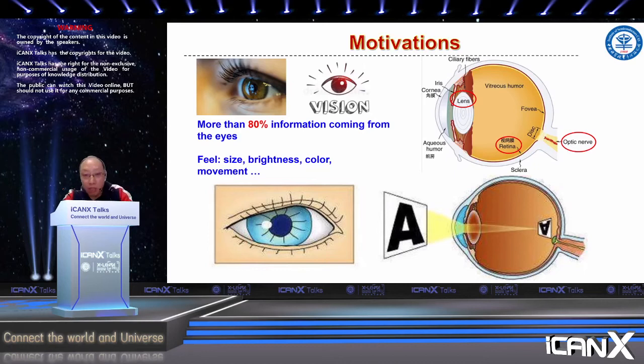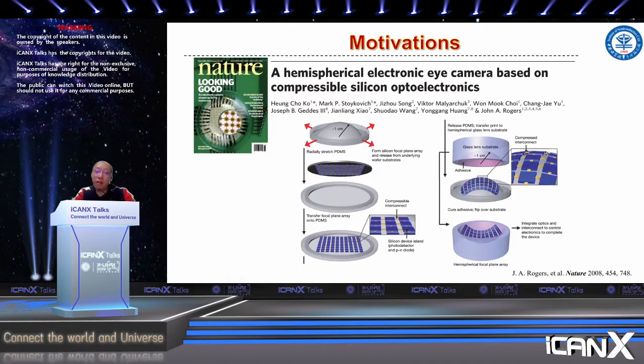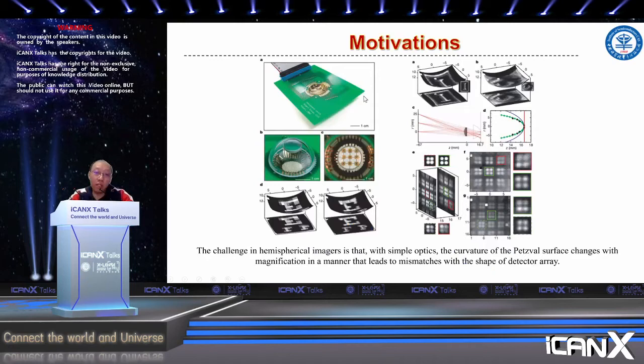Professor John Rogers did some very pioneering work on this, designing flexible electronic eyes. Here shows his first work, published in Nature. He designed a hemispherical electronic eye camera based on compressible silicon optoelectronics. They used conventional silicon devices, for example, silicon photodetectors and silicon-based PN diodes. Here shows the process of making these hemispherical electronic eyes. They use a transfer process to transfer the devices onto the hemispherical system, and finally they make a system that includes the eye camera and the circuit.